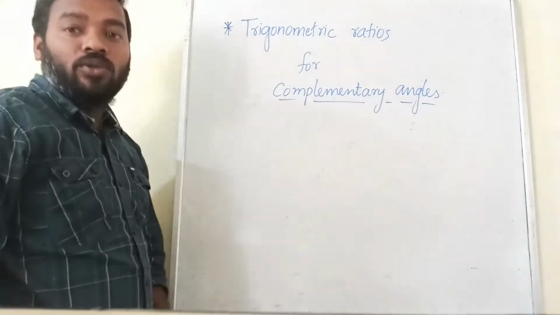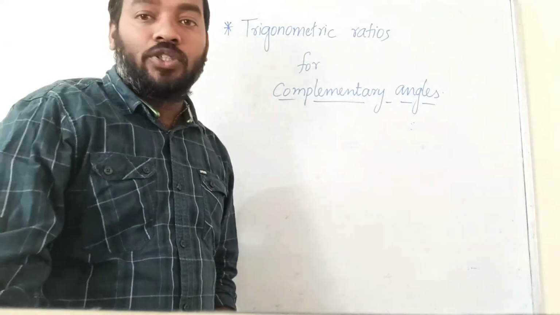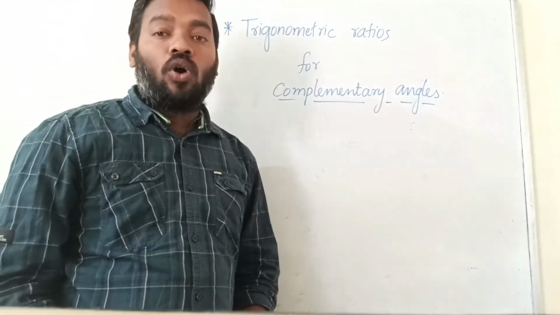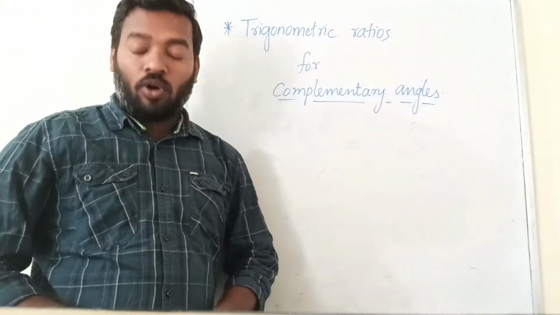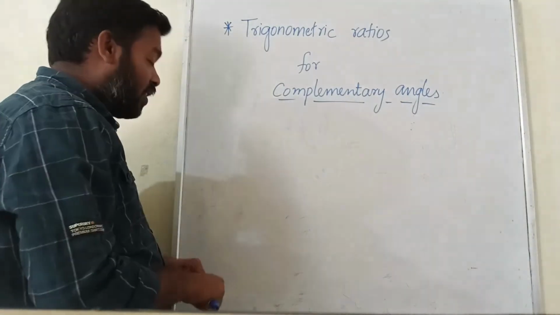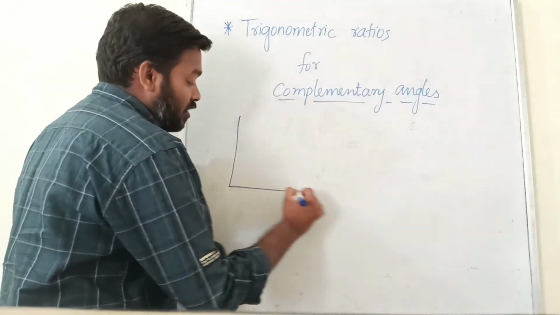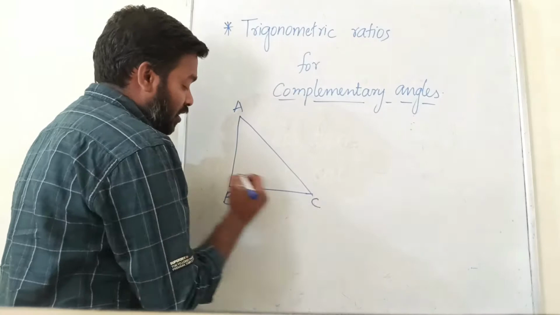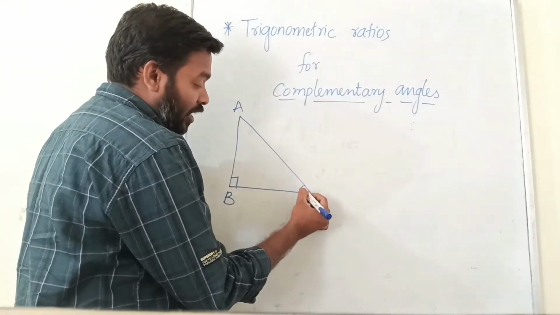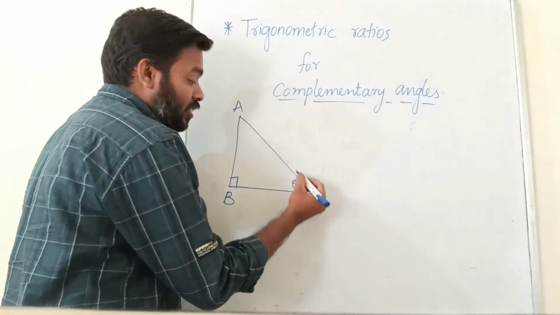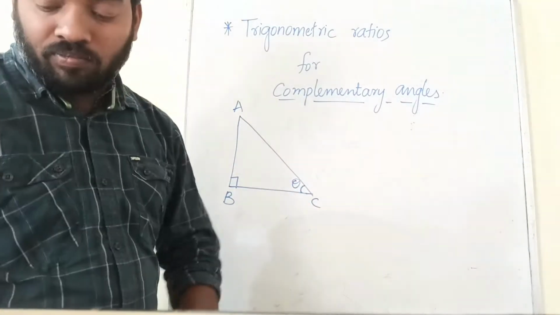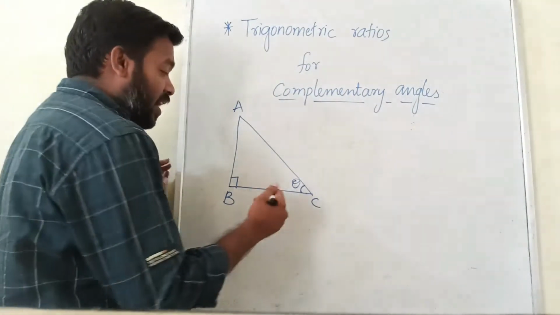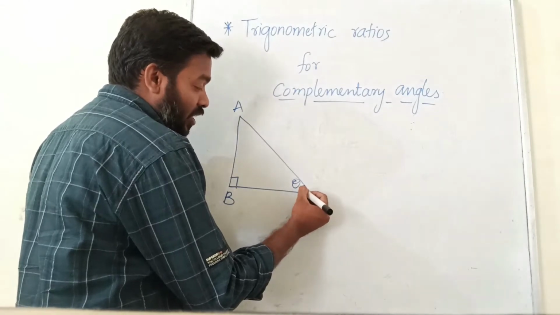To learn this concept, we need to have a clear idea about the basic trigonometric ratios. Those are sine, cos, tan, cosecant, secant and cot. So let us recall those formulas once again. If you are considering a right angle triangle, say ABC, right angle at B, and I am taking angle C as theta. Now we have to name these sides by taking this angle into consideration.